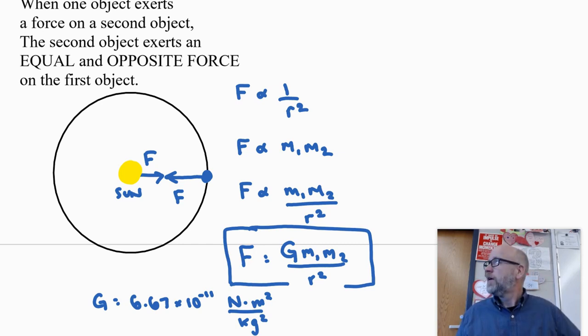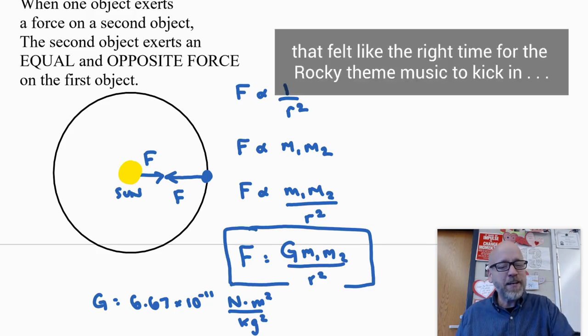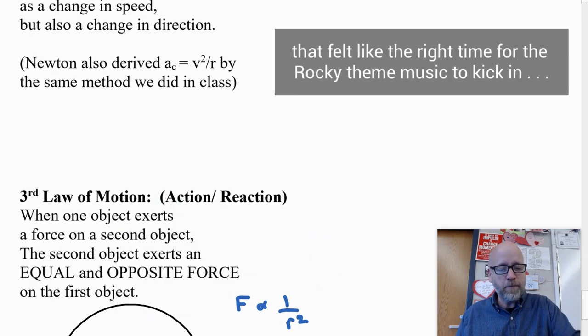Now, oh wait, we just did it. We just did it like that. We just showed where the universal law of gravity came from. But how do we know that's not just some letters? That's where Newton's second law comes into play.